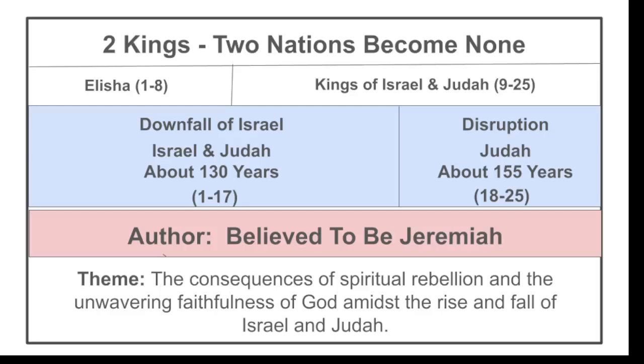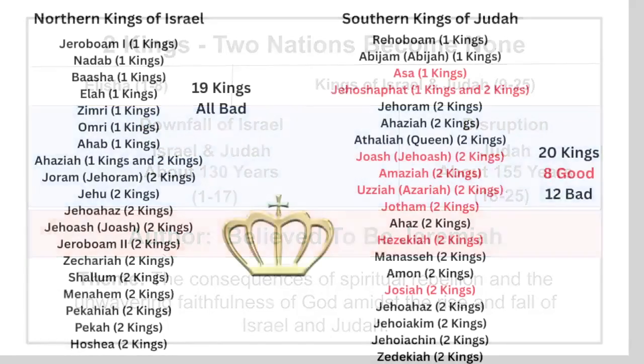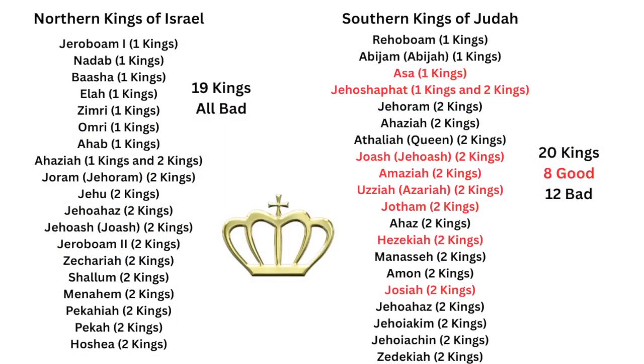Now, in addition to all of this, we have a listing, and I provided this for you on Facebook, and it was a listing of all of the northern kings. And it's kind of hard to see this particular picture, but all the kings of Israel from Jeroboam down through Hoshea are all bad. The southern kings of Judah started with Rehoboam, Solomon's son, and will continue down to Zedekiah, 20 kings.